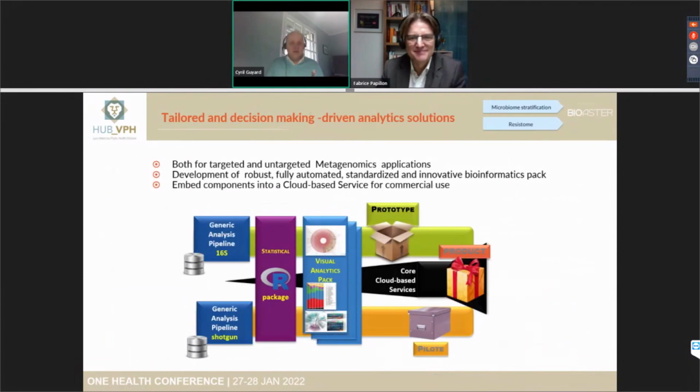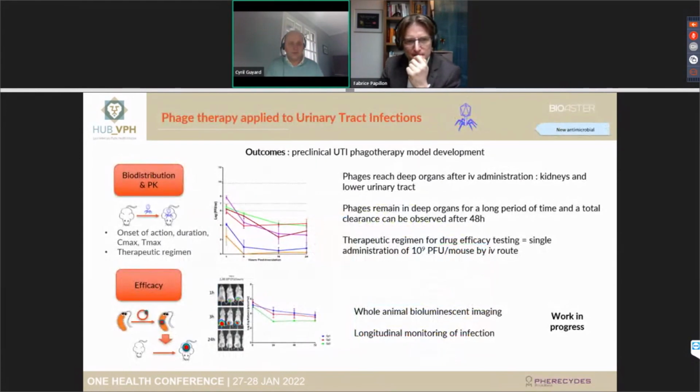Another solution is an integrated pipeline for generic analysis of shotgun data. Here we're talking more about software development. Please take a look at that. That's a really interesting solution.